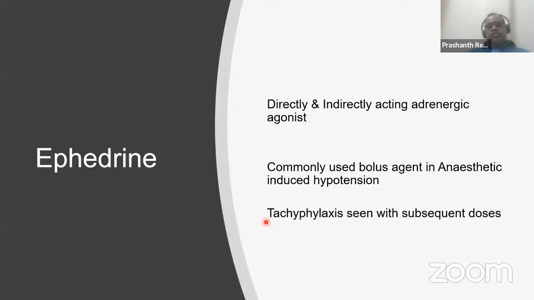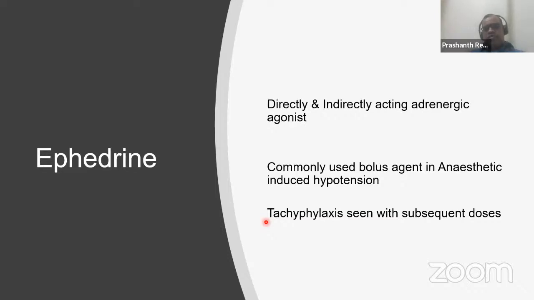Ephedrine is another common agent which we use in our daily practice to deal with routine hypotension which occurs with induction agents or spinal anesthetics. It is a directly and indirectly acting adrenergic agonist. That is, it has direct action on beta and alpha receptors. It also indirectly stimulates the secretion of norepinephrine, thereby causing an increase in vasoconstriction and an increase in mean arterial pressure.